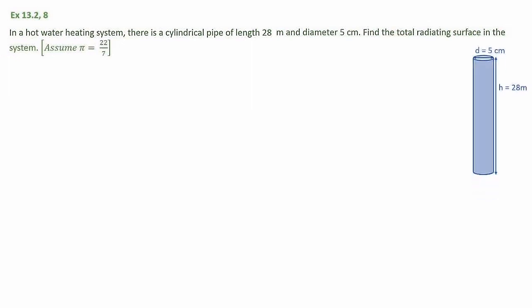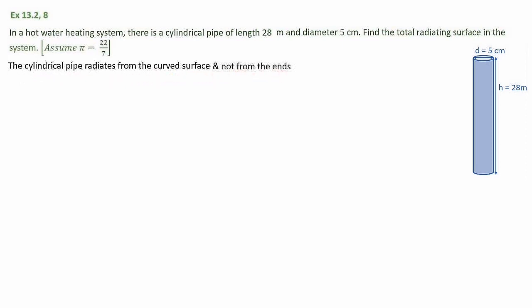This is a cylindrical pipe. It is given to us in the heater, and the water will go through inside this pipe, and because of the radiation, the water will get heated. Here you have to find out the total radiating surface. The water will pass through this cylindrical pipe, so the cylindrical pipe radiates from the curved surface and not from the ends.